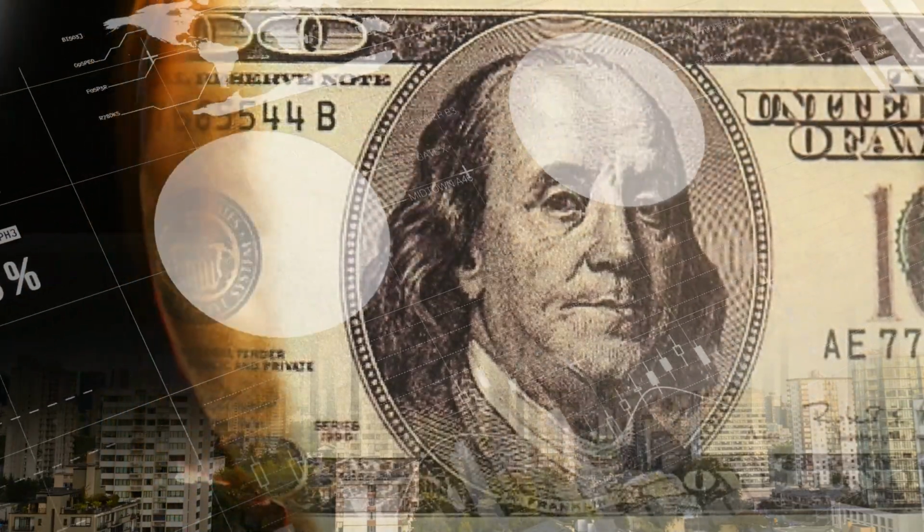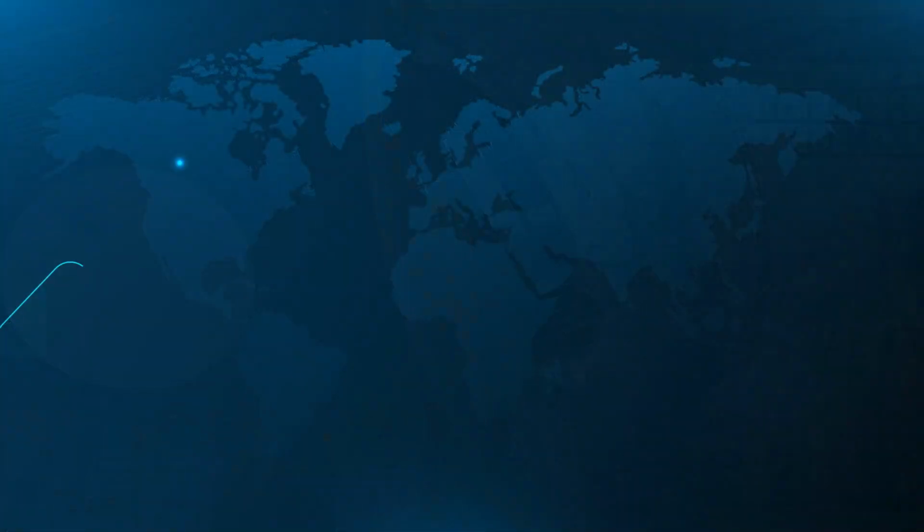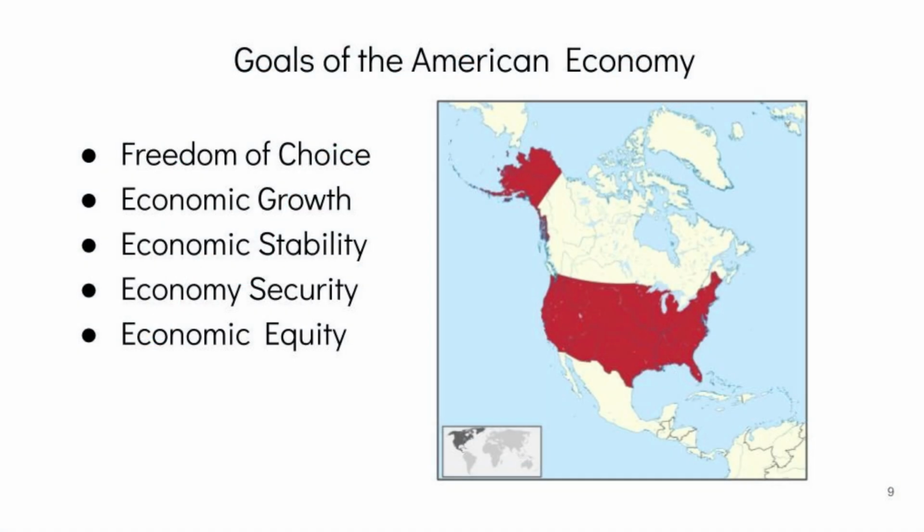Economic stability minimizes inflation and unemployment, ensuring steady growth and preventing financial hardships. Economic security provides social safety nets and fair wages to protect people from uncertainties. Economic equity promotes equal opportunities, balancing fairness with efficiency to ensure that growth benefits everyone.